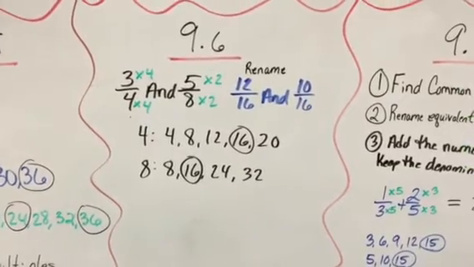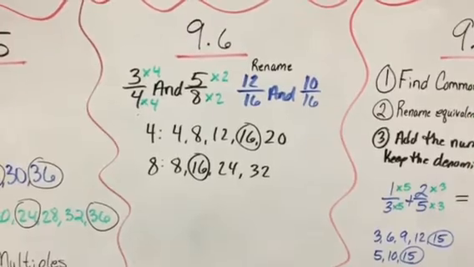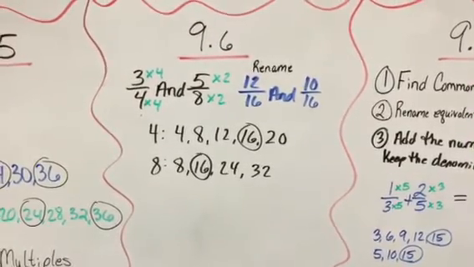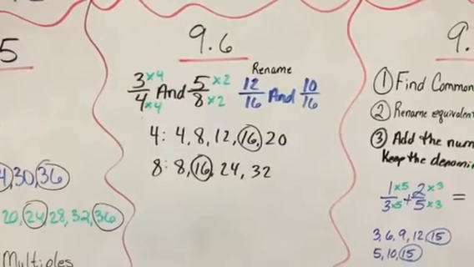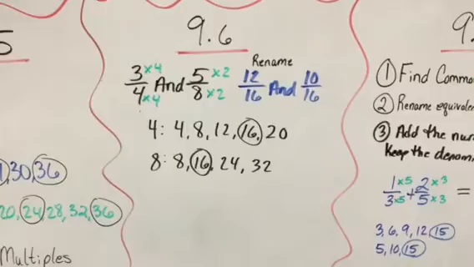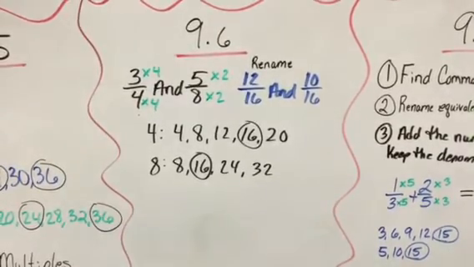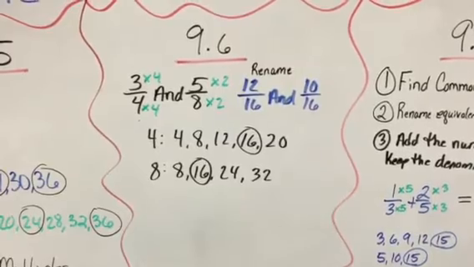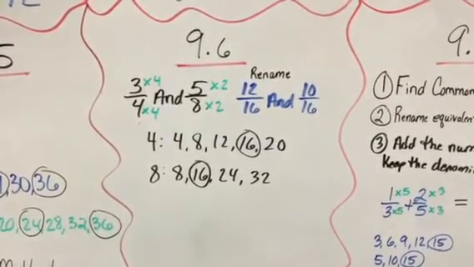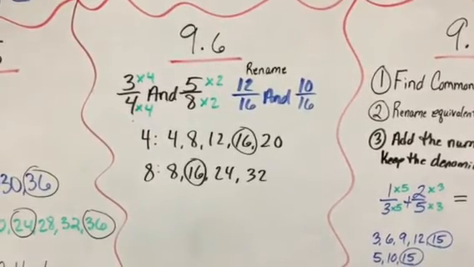and when we had 3/4 and 5/8, the denominators are 4 and 8. So we made a list of all the multiples of 4 and all the multiples of 8. And we can see that there's 8, there's 16. If we kept going, we'd find 24 and 32. All of those would be common multiples. I just chose to use 16 as the common denominator. So I renamed that fraction using equivalent fractions as 12/16 and 10/16.